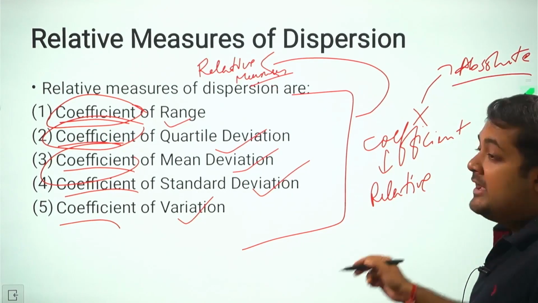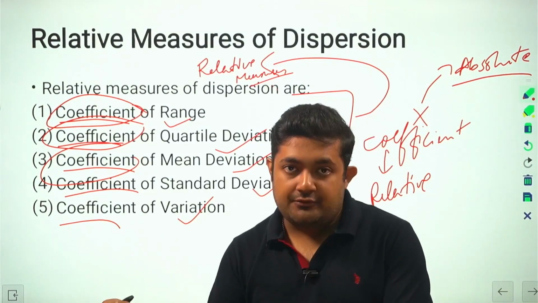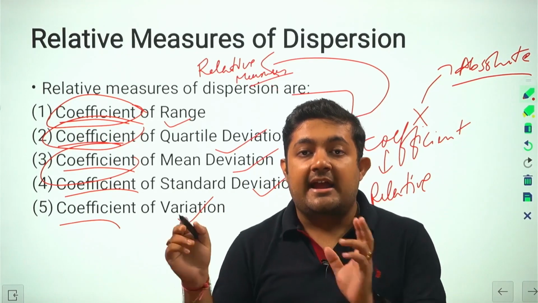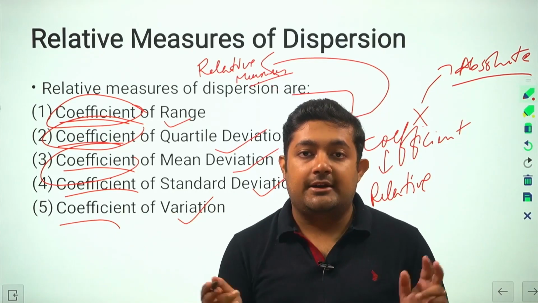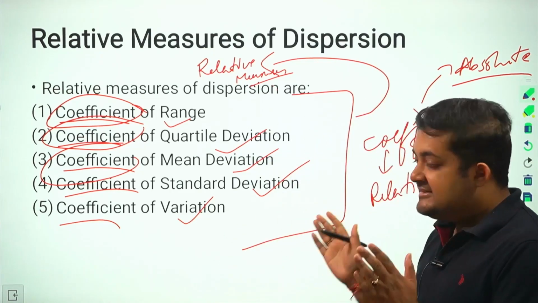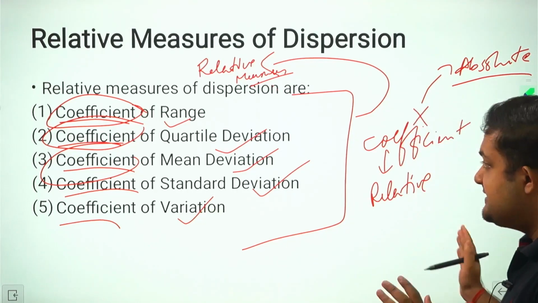এটা যদি মই কও calculate range and coefficient of range. So calculate range, that is absolute measure of dispersion, and coefficient of range will be the relative measures of dispersion. So basically this is one of the distinct features of relative and absolute measures of dispersion. I hope this is very clear.